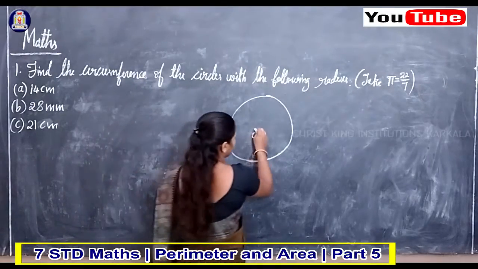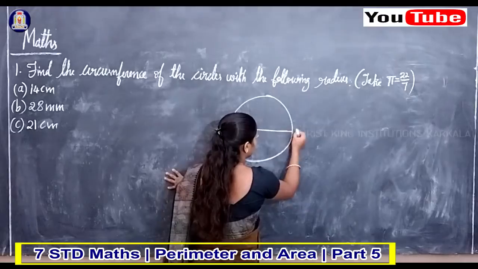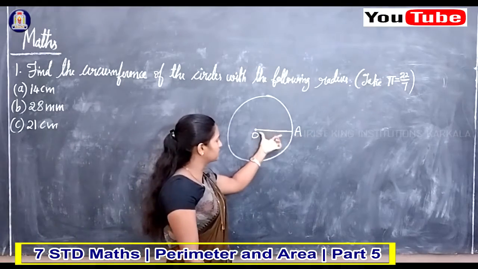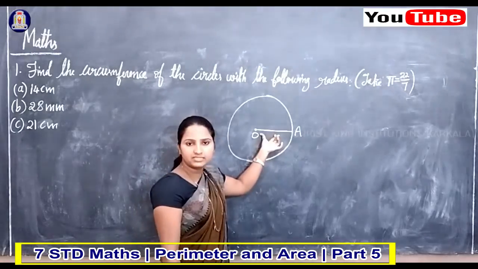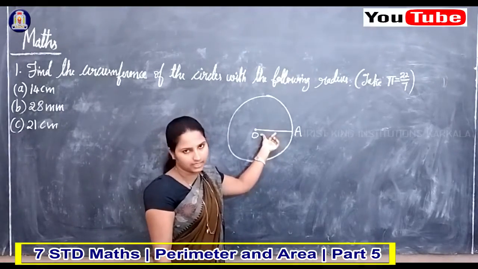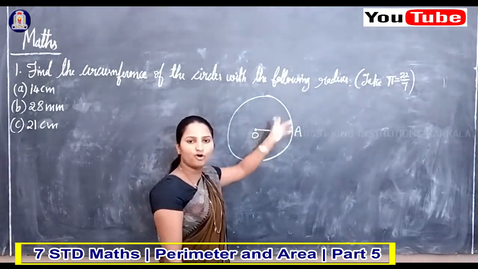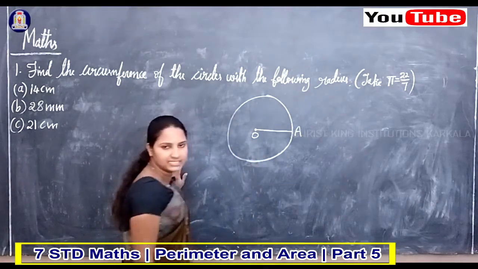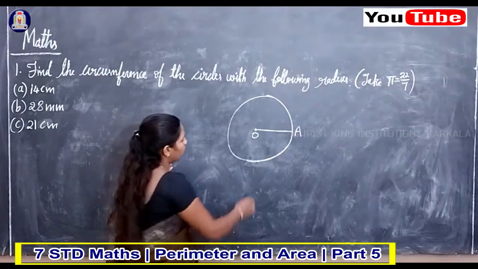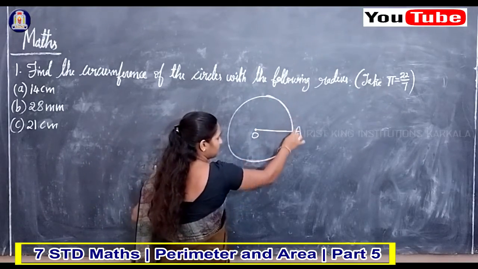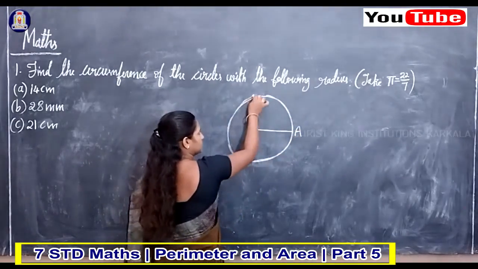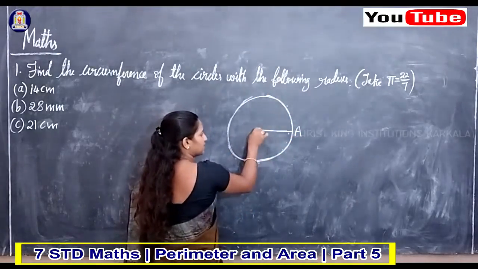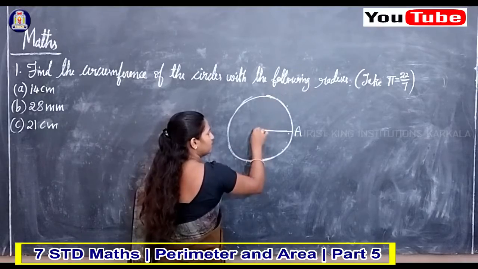Clear? If I draw one line like this and name it OA, this length is the radius of the circle. Clear? Radius of this circle. So how many radius can be drawn? We can draw infinitely many radius in a circle, isn't it? A circle is a plane curve such that every point on it is at the same distance from a fixed point.